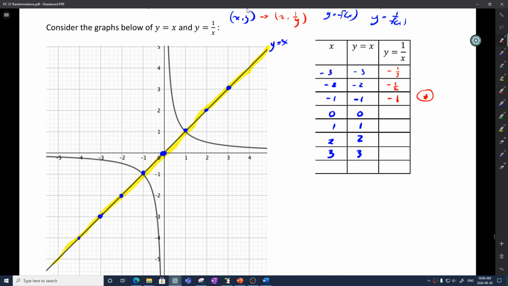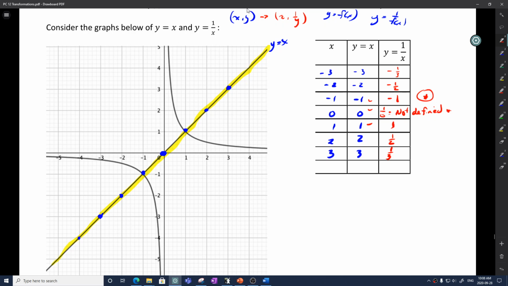The reciprocal of 0 is 1 over 0. Stop. It is not 0. This is not defined. You cannot divide by 0. This is going to be another important point here, and it's because of the y values, right? The reciprocal of 1 is 1. The reciprocal of 2 is 1/2. The reciprocal of 3 is 1/3.